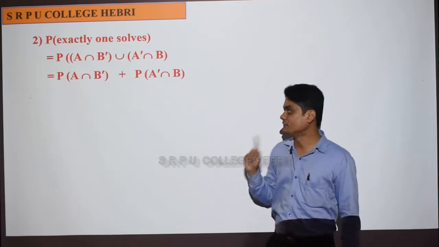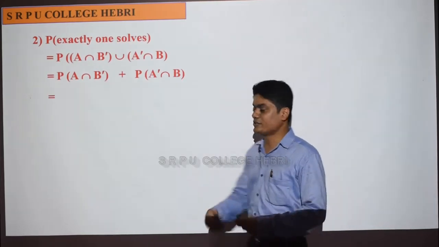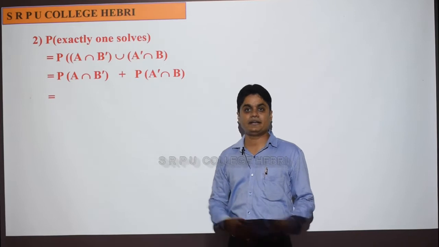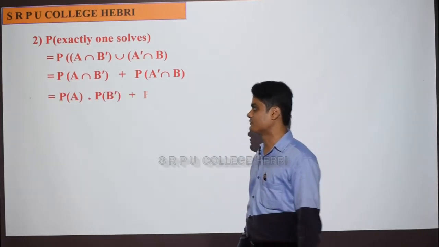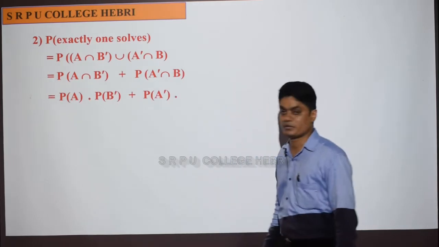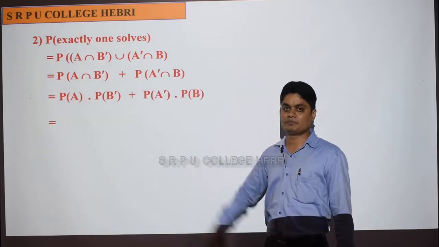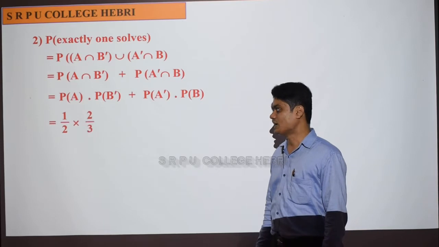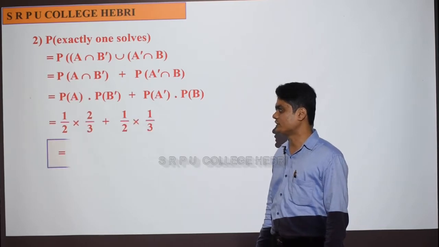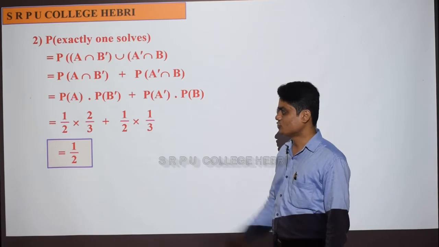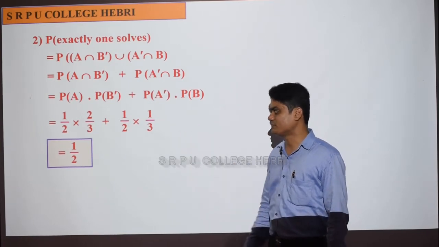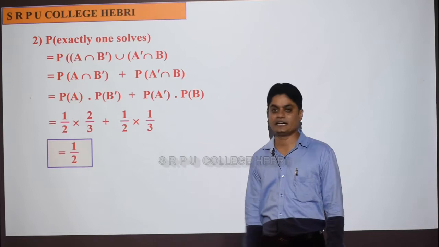Understood? Very good. Okay, so as I told, if A and B are independent, their complement is also independent, so you can write probability of A into probability of B complement plus probability of A complement into probability of B. All the numbers we know, substitute quickly. So half into 2 by 3 plus 1 by 2 into 1 by 3. Simplify, you will get half. Yeah, so 2 get cancelled, 1 by 3 plus 1 by 6, so when you simplify you will get half.